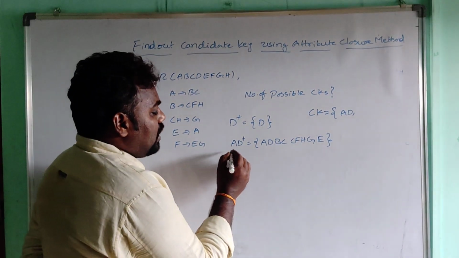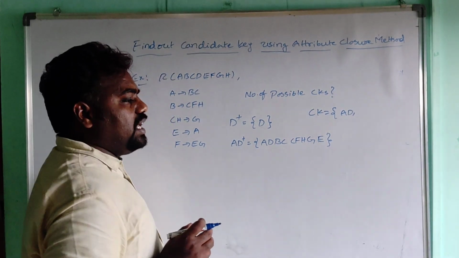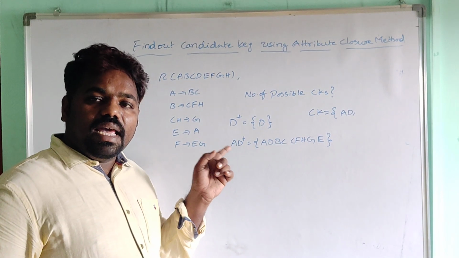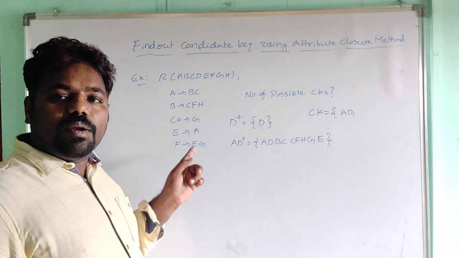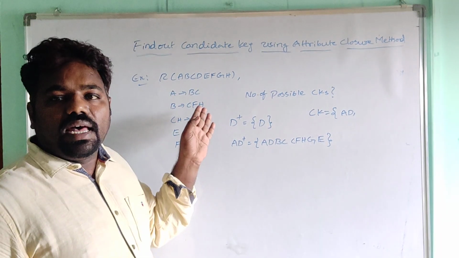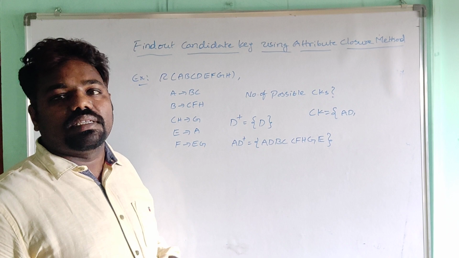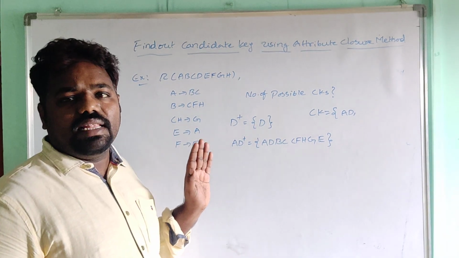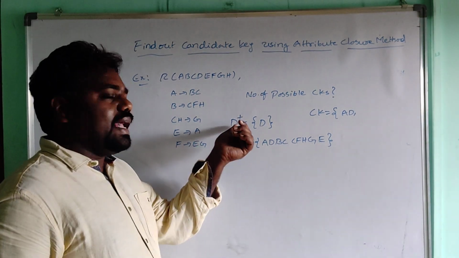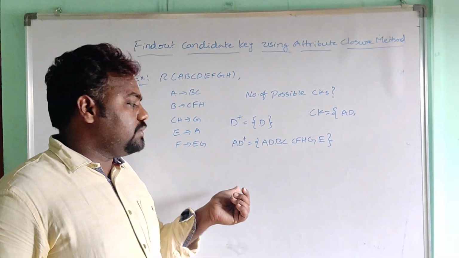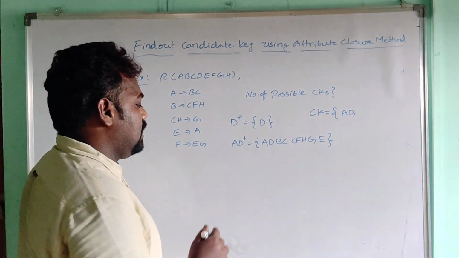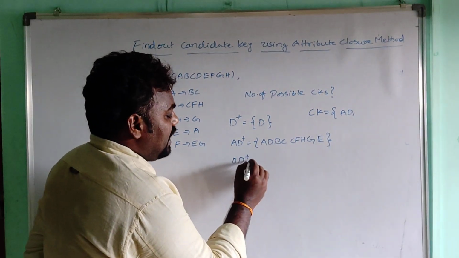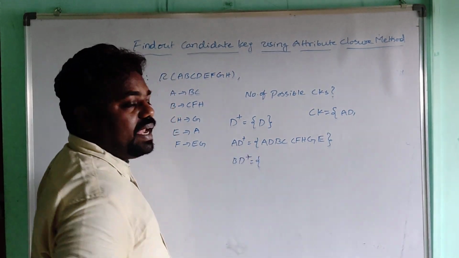Then we'll try one more combination. If you want to find a candidate key, D should be present. Why? Because D is not present at the right hand side of the functional dependencies. So D must be present in any candidate key. Here by taking D we try all the possible combinations. D must be present, then we take B, then we find the closure of BD.